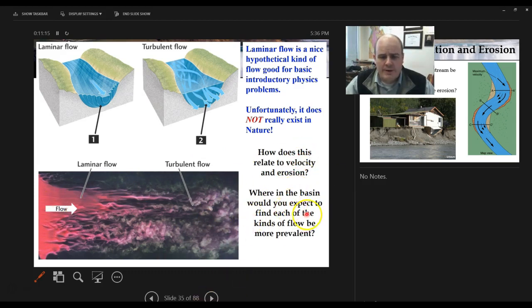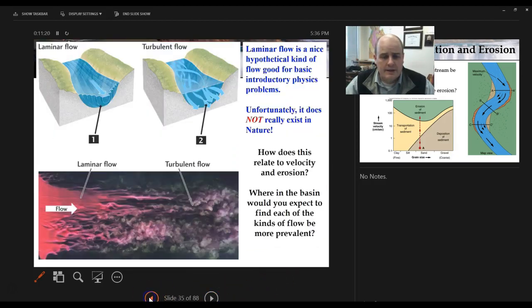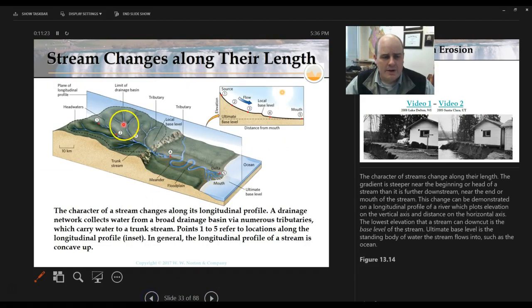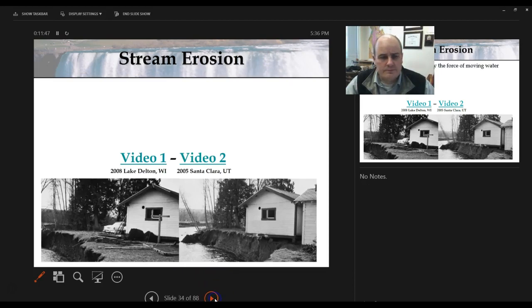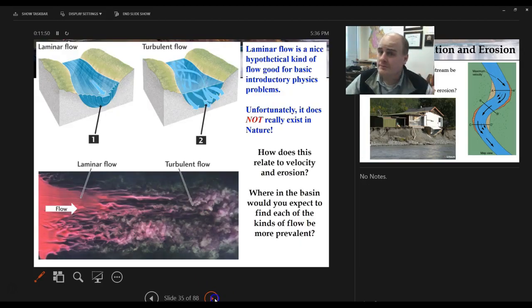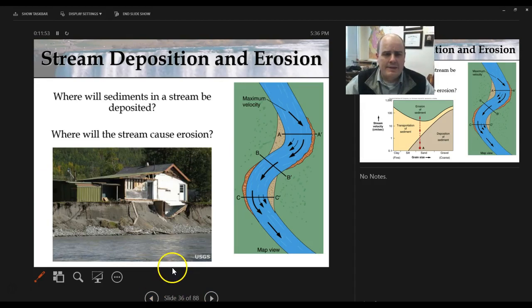Okay? So where in the basin would you expect to find each of the different kinds of flow to be more prevalent? Well, for us, it's going back to this stream area here. Up here, you have much more turbulent waters, much more erosion, more friction in these areas. As you go down, it slows down, and it's much more laminar. And so it transports the material, but doesn't really erode much. And then it slows down so much that it can't even move the sediment anymore and deposits it. So erosion, transport, deposition. Okay, so that's what we're going to be talking about.